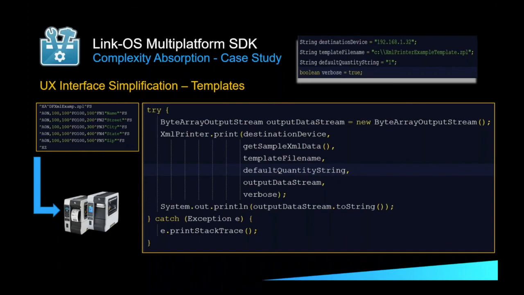But here, basically what you need to do is, with this XML printer, you are loading all of the information that you need. Destination device is basically the communication port that you're using for this. Template file name is basically where the data is. Also, the quantity string is just a default value of one, output data string, and also the verbose is just true, as you see on the top of this. You send just to print this and you will get your template printed.